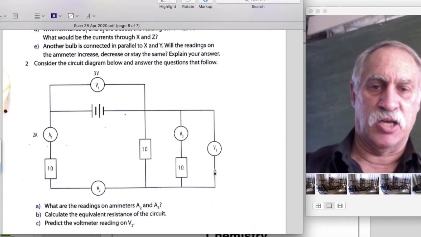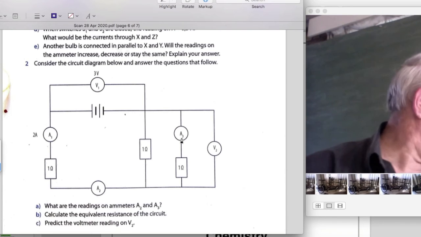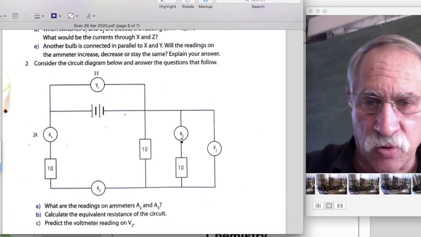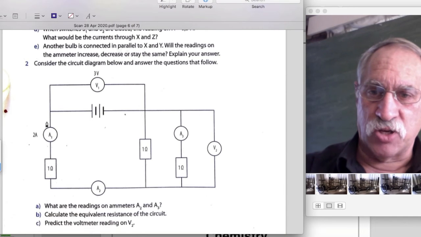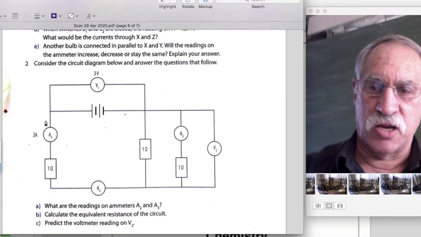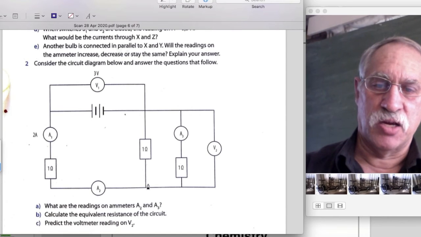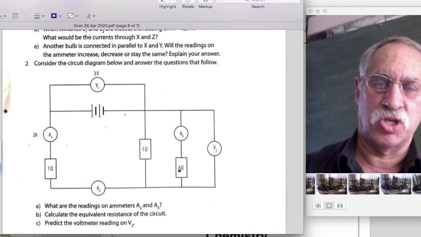There's voltmeter 2. Let's put my glasses on. Oh, there's A2. Okay, so that's in series. So if that's 2 amps, what do you think that is? The same current that comes out of here goes through there. If it was 2 amps there, it's 2 amps there. Then it comes and splits and goes through each of the 1 ohm resistors.